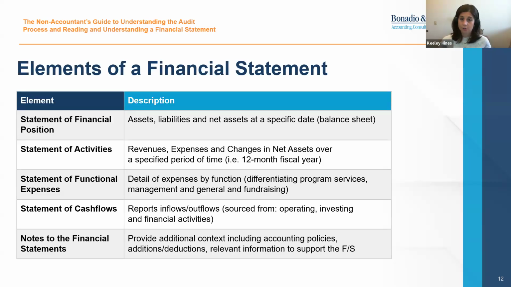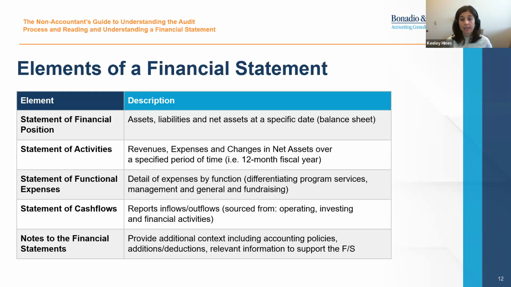So if you have $100 of revenue and $80 of expenses, you have a $20 change in net assets. So your revenues exceeded your expenses by $20. And we'll talk about that a little bit more when we take a look at an example financial statement.